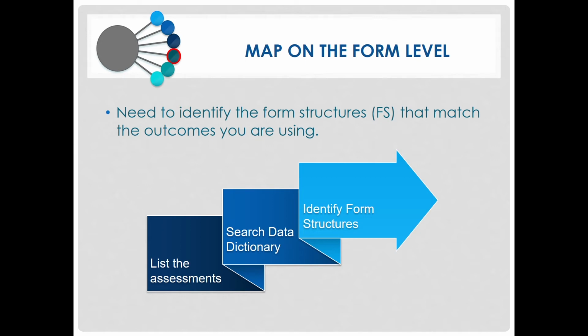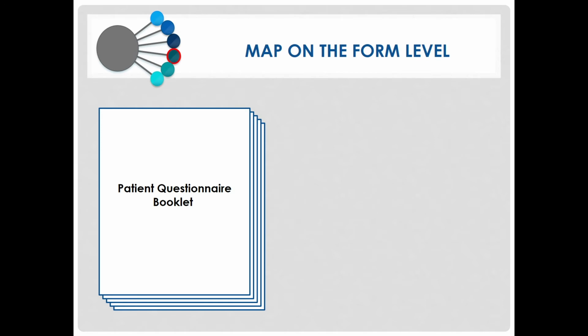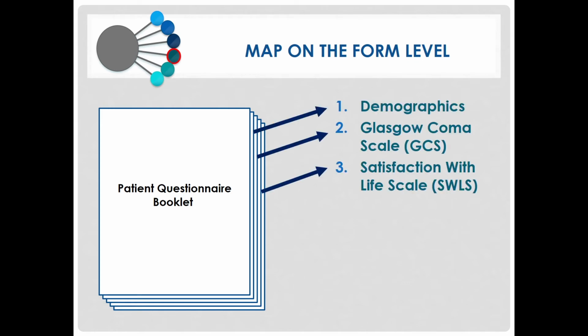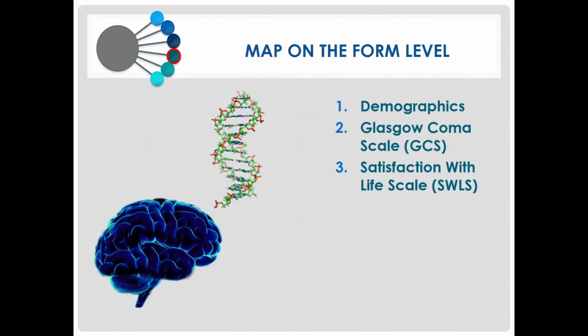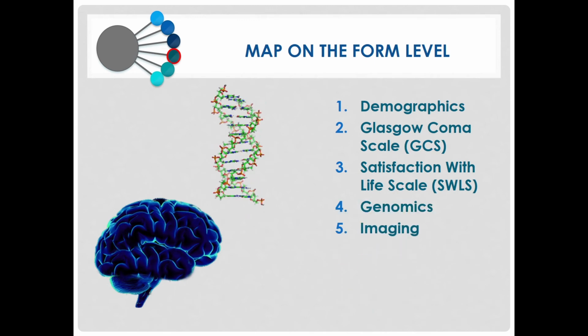You will then need to identify the form structures that match the outcomes you are using. Do this by creating a list of your assessments, searching the data dictionary, and identifying appropriate form structures. Note, you may have a neuropsychiatric outcome packet for your subjects. This may correspond to several FITBIR form structures. You may also be submitting genomic and imaging data, which also have corresponding form structures.